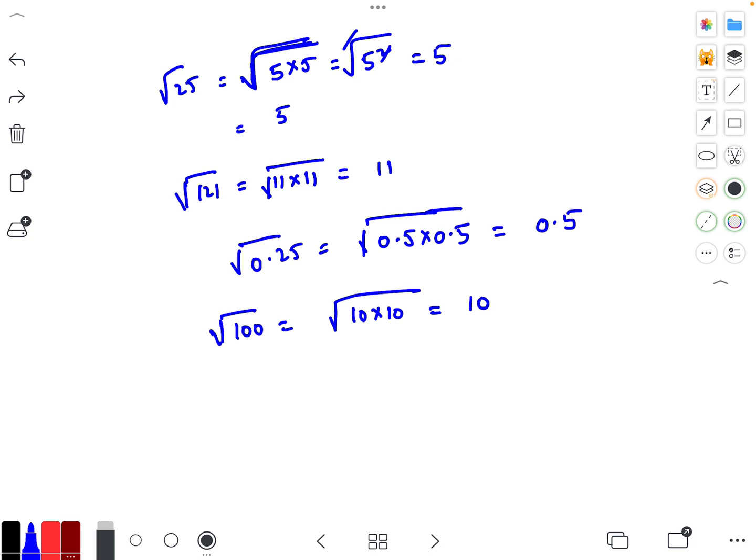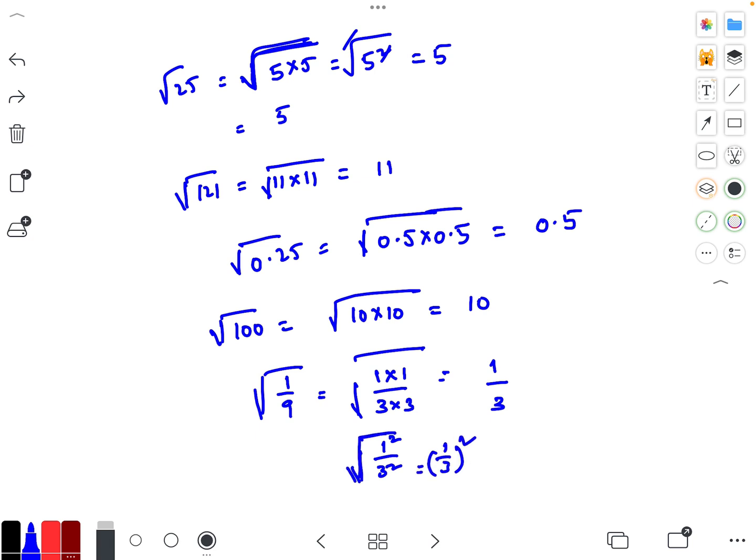problems using fractions. Say square root of 1 by 9. How can you write this? 1 into 1 you can write, 3 into 3 you can write under square root. This means out of these two, 1 will come, out of these two, this. So if you see this, 1 square by 3 square under square root. So 1 by 3 whole square under square root. This square and square root will get cancelled and finally you will get 1 by 3. This is how you solve it.